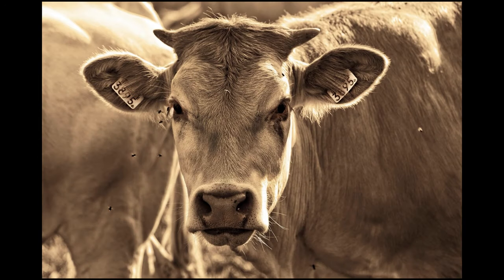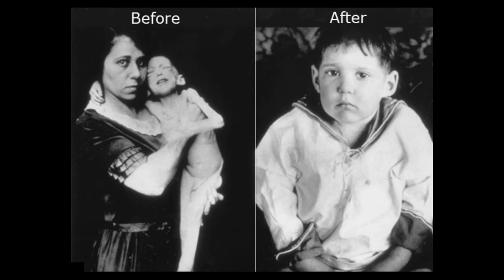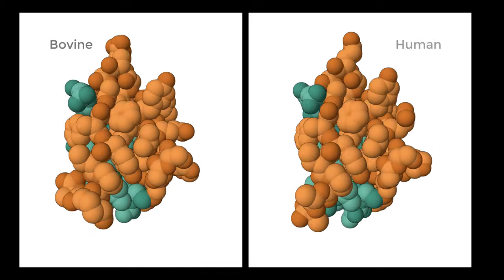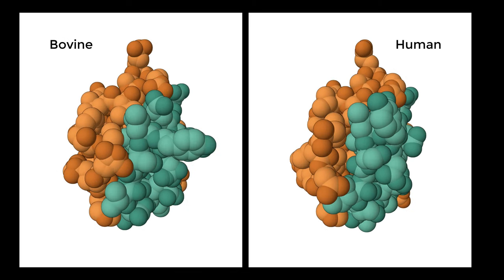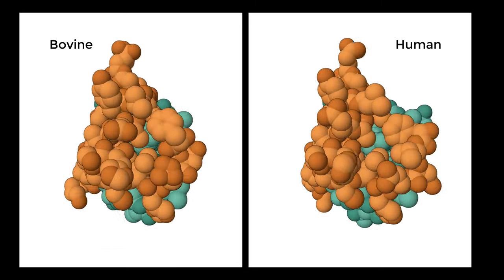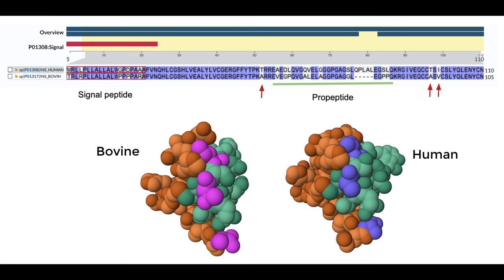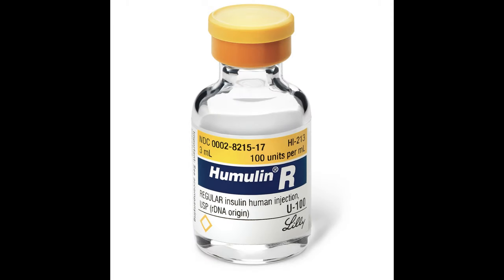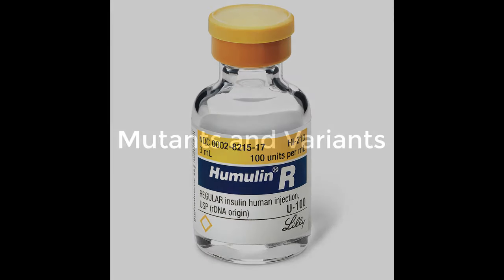In the early part of the 20th century, bovine insulin was used to treat individuals with type 1 diabetes. Although human and bovine insulin molecules are almost identical in their overall shape and function, the minor differences at three locations in the protein caused individuals to mount an immune response over time. This, in turn, prompted development of humulin, the first genetically engineered therapeutic agent.